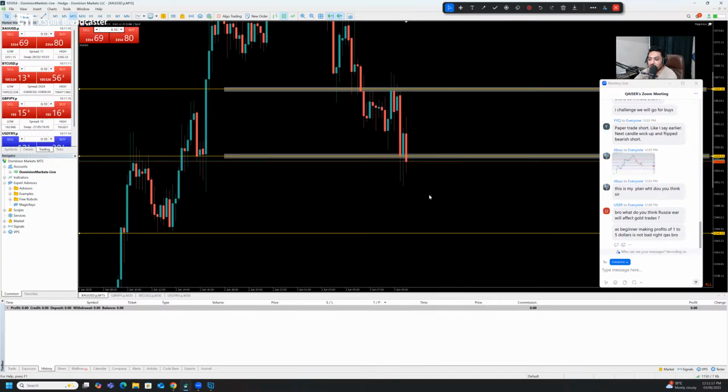It doesn't matter what lot size you are using, it will work in the same way. Even if you're going with 0.01 lots with some structure and some good confirmations, and at the same time you're using 100 lots, it will work in the same way.